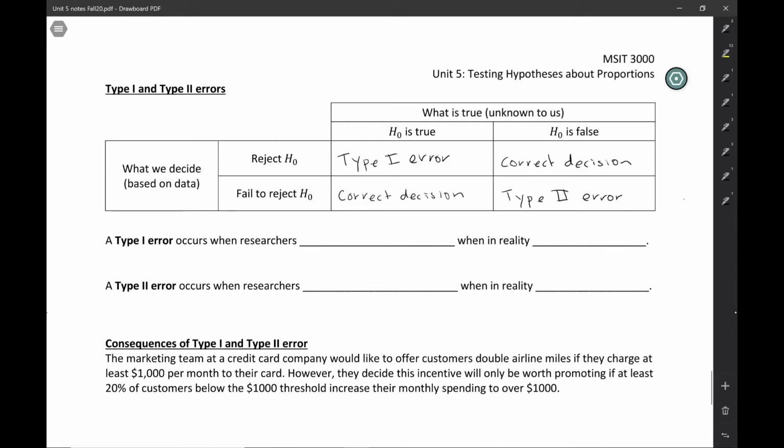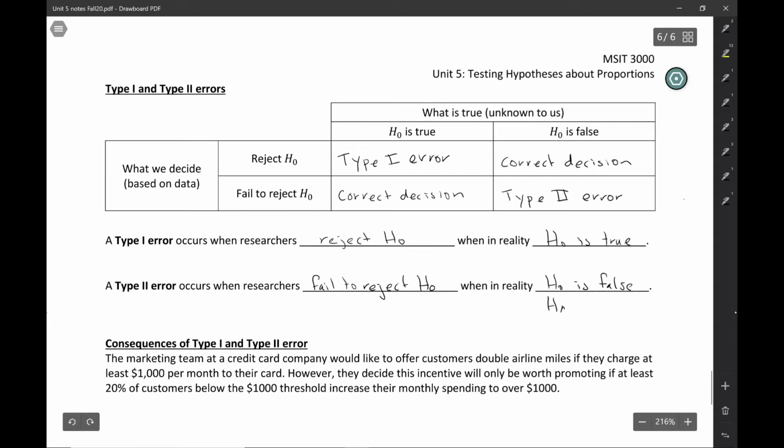Some people like to see it in the table, some people prefer to see it in sentences, so I'll do it both ways. A type 1 error occurs when researchers reject the null hypothesis, when in reality the null hypothesis is actually true. Whereas a type 2 error occurs when researchers fail to reject the null hypothesis, when in reality the null hypothesis is actually false. Or of course we could also write it that the alternative hypothesis is true.